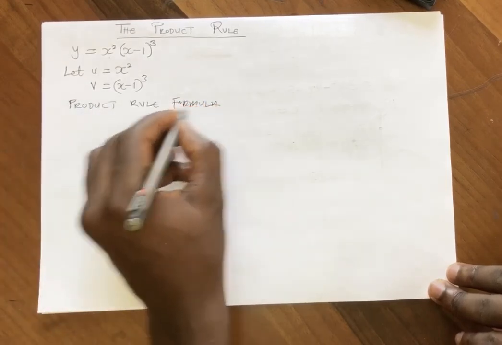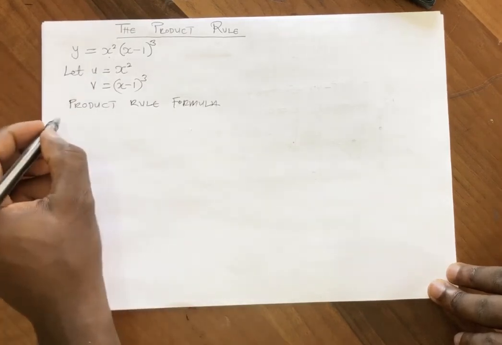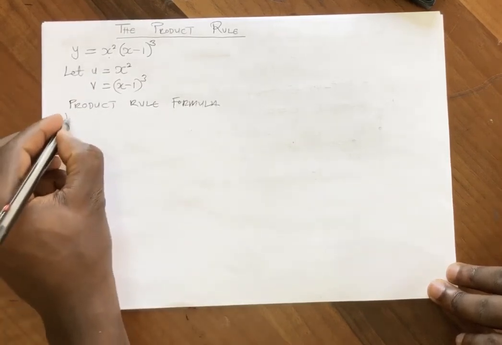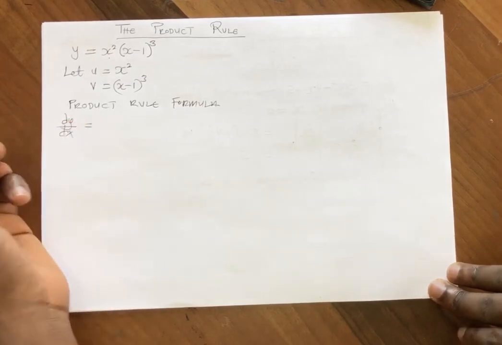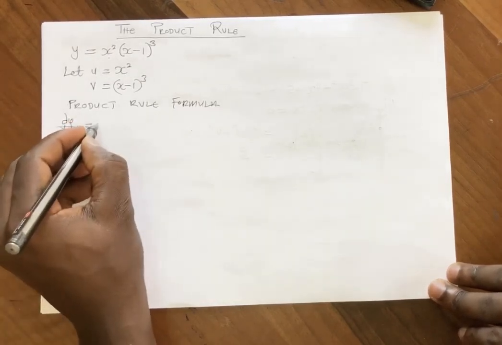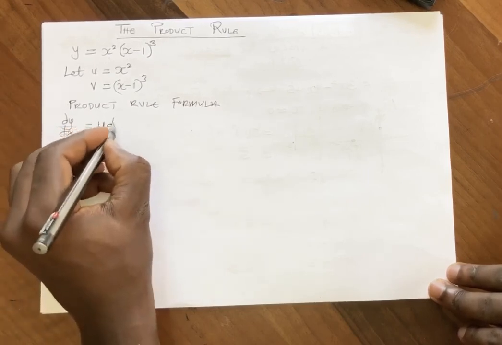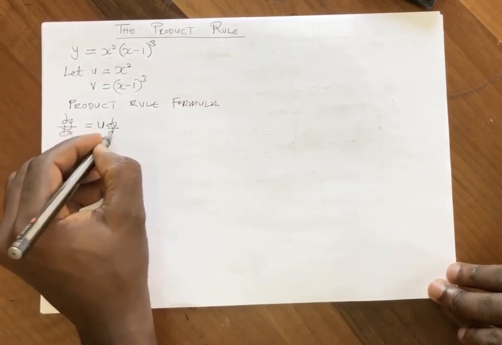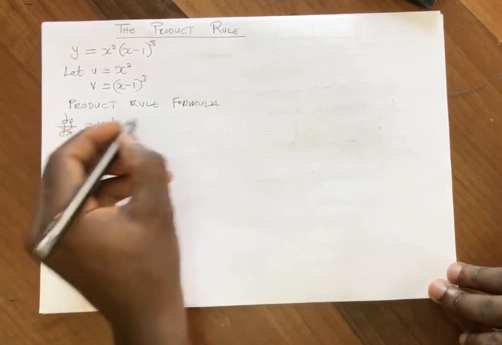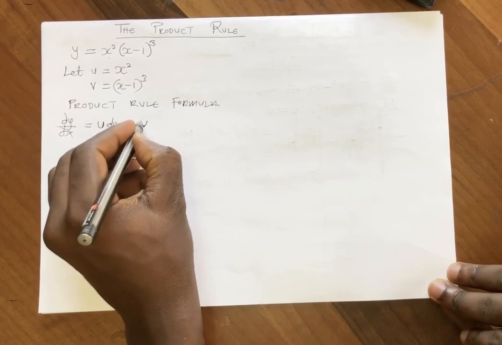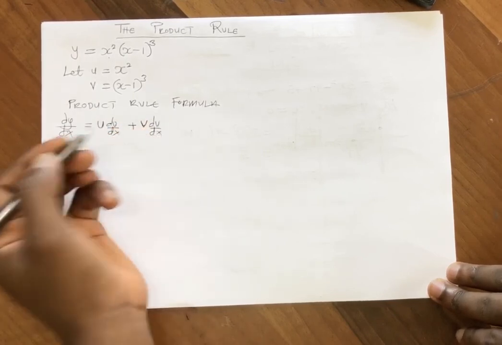So dy/dx is given as: you hold the first constant and then you differentiate the second one, plus you hold the second one constant and then you differentiate the first one.